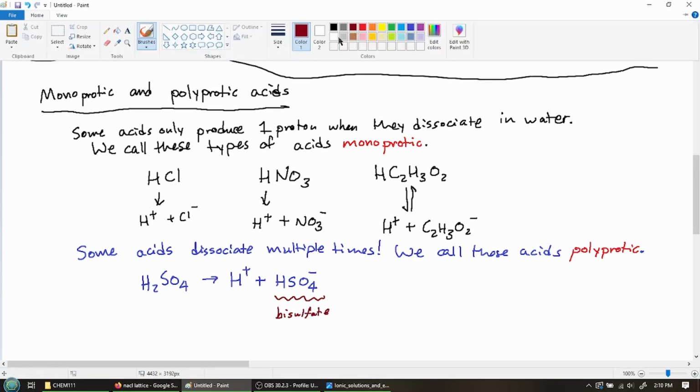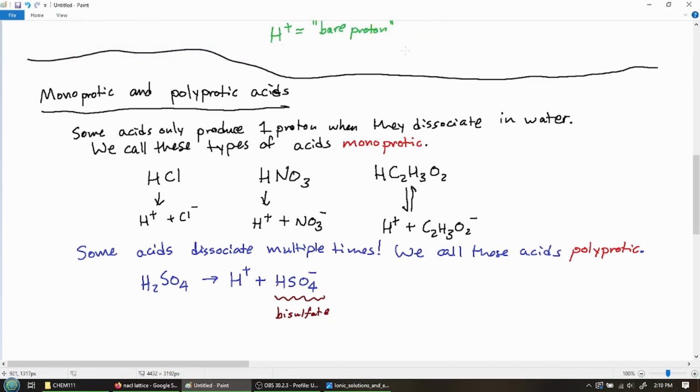Okay, well, what happens now? Bisulfate itself can split apart. So we can have HSO4 minus split apart again into H plus. And, well, we know this species. This one's just sulfate.